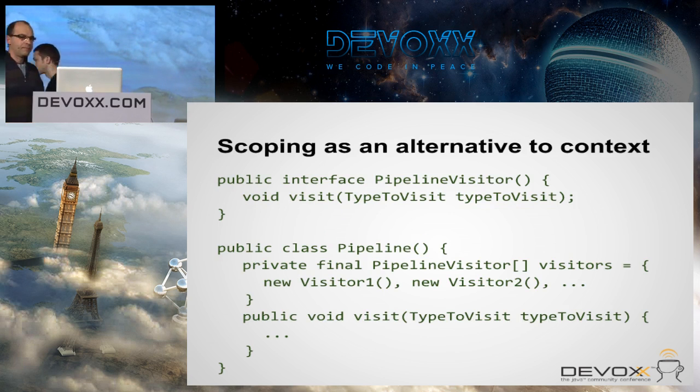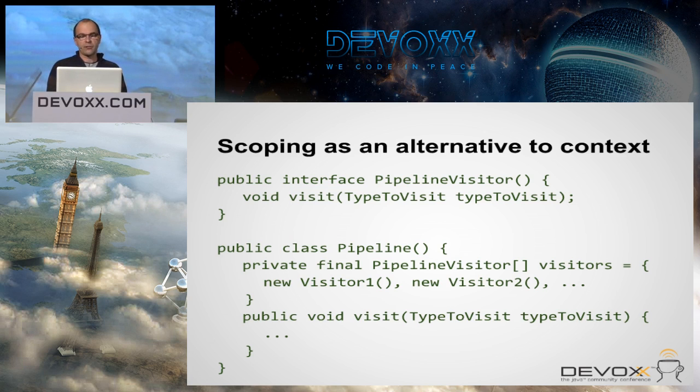All right. Next is about scoping, an alternative to context. So I'm going to go through an example of how you can replace what we call a context object with scoping. Context objects have been used for many, many years for many reasons, sometimes good, sometimes bad.